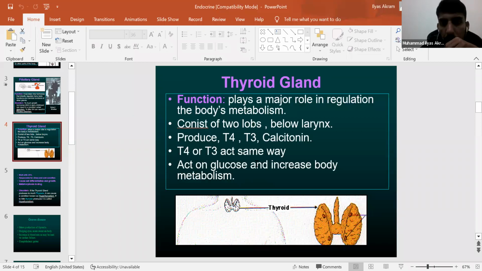These act on glucose and increase the body metabolism. So it is also mentioned in the functions that it helps in the regulation of body metabolism. And what is metabolism? Metabolism means the regulation of respiration, or the production of ATP molecules. So the breakdown of glucose molecules is affected by the greater production of thyroid hormones, which increase the body metabolism of the human.